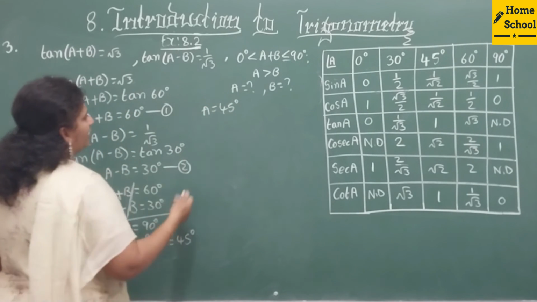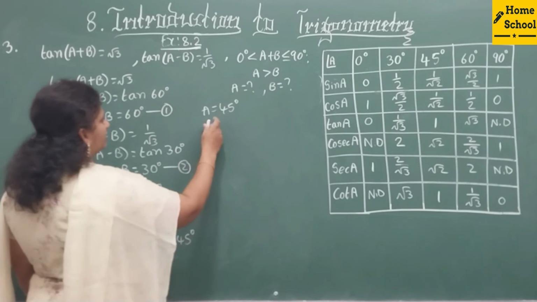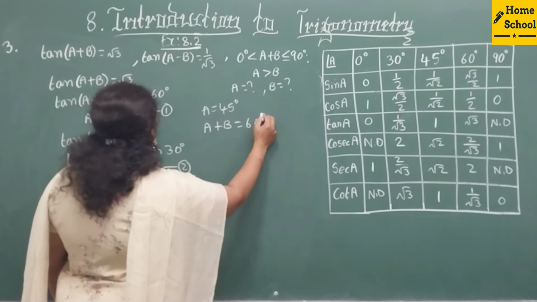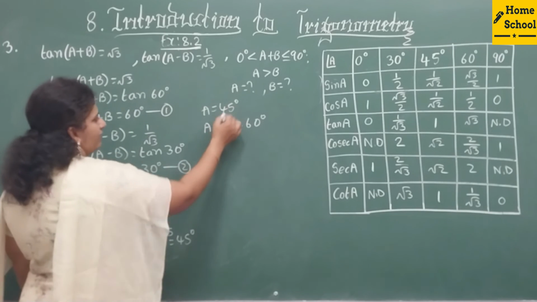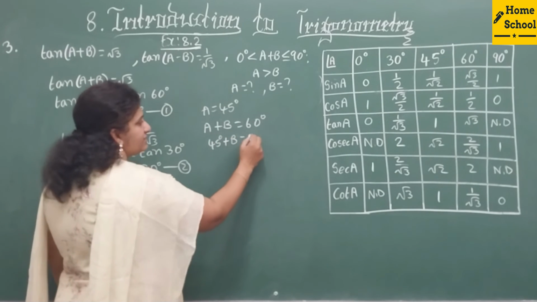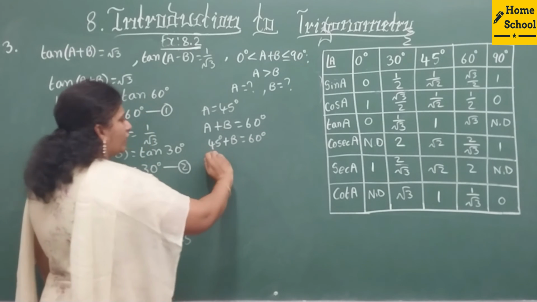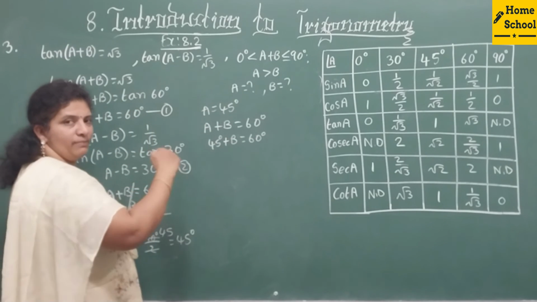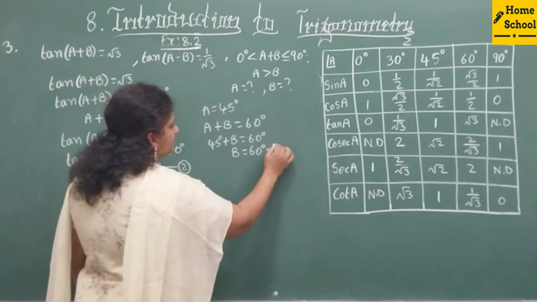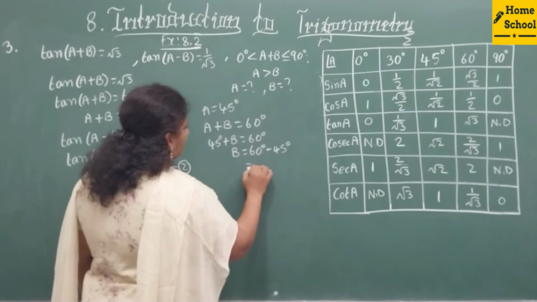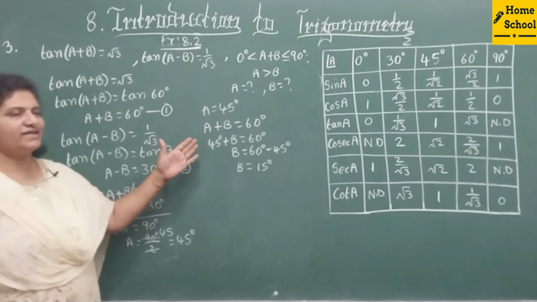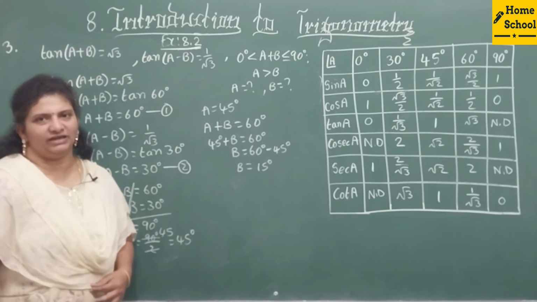Now I got A is equal to 45 degree. Then what about B? Substitute A in any one of the equations. I'll substitute A value in the first equation. That is A plus B equal to 60 degree. A value 45 degree plus B is equal to 60 degree. 45 transpose other side, it will be minus 45 degree. B is equal to 60 degree minus 45 degree, that is 15 degrees is your answer. Therefore, A is 45 degree and B is 15 degrees.